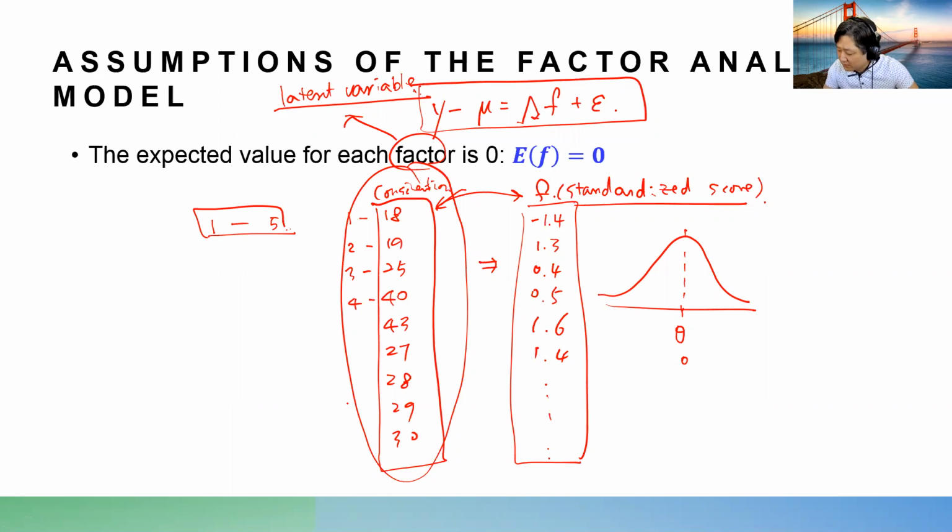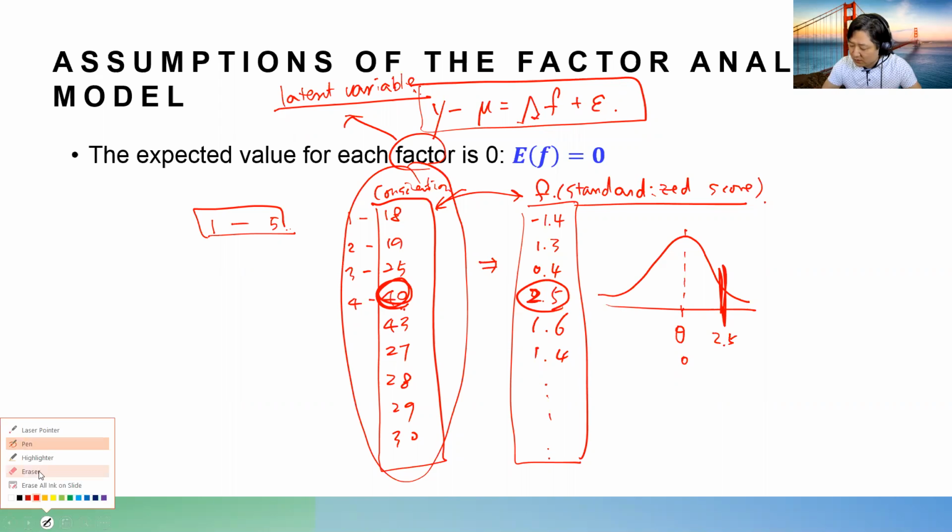So in this case, his observed score is 40, but his data value is 2.5, which means he has a very high level of conscientiousness. So this is a factor score. The factor score follows a normal distribution, a multivariate normal distribution, and the mean of a factor score is 0.